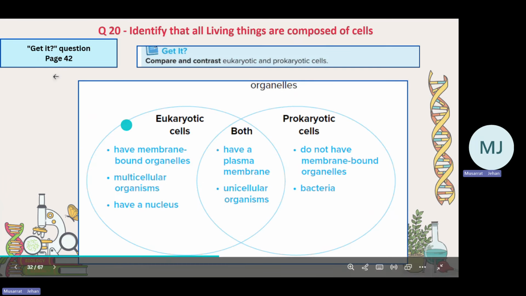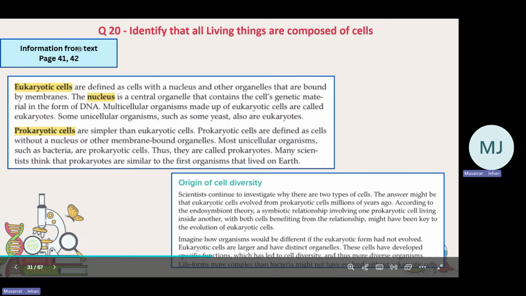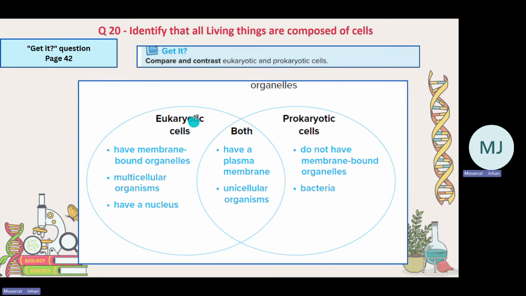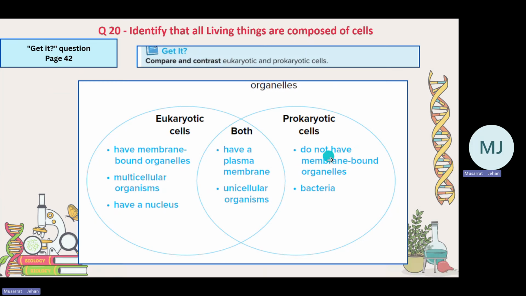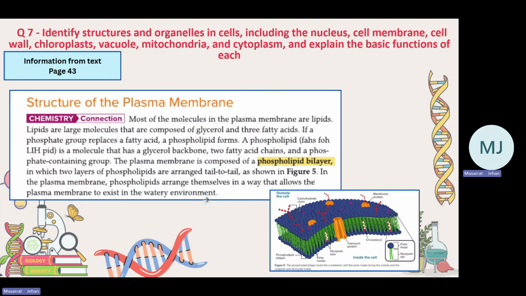So question number 20 is also from this lesson: what is the difference between eukaryotic cells and prokaryotic cells? Common is that they both have plasma membrane and they both are found in unicellular organisms. But eukaryotic are also found in multicellular. They have membrane bound organelles and they have a nucleus. Prokaryotic don't have membrane bound organelles, no nucleus. Example, bacteria.